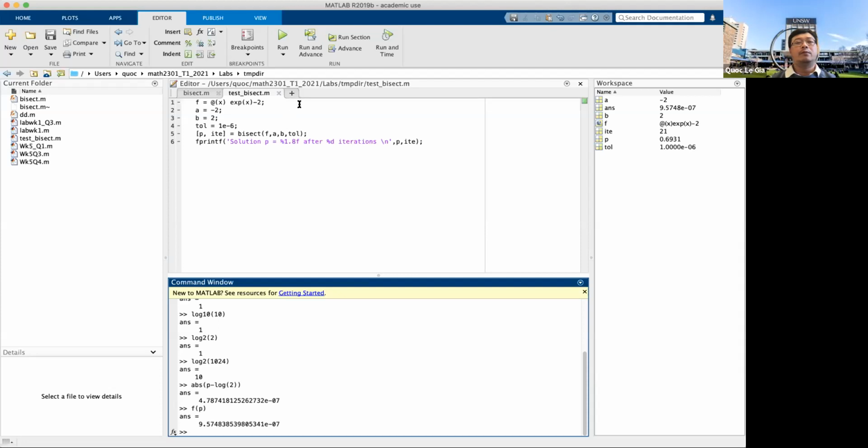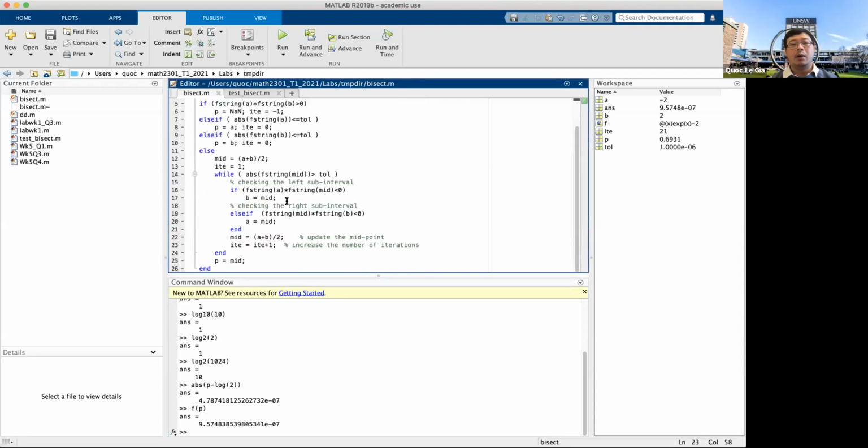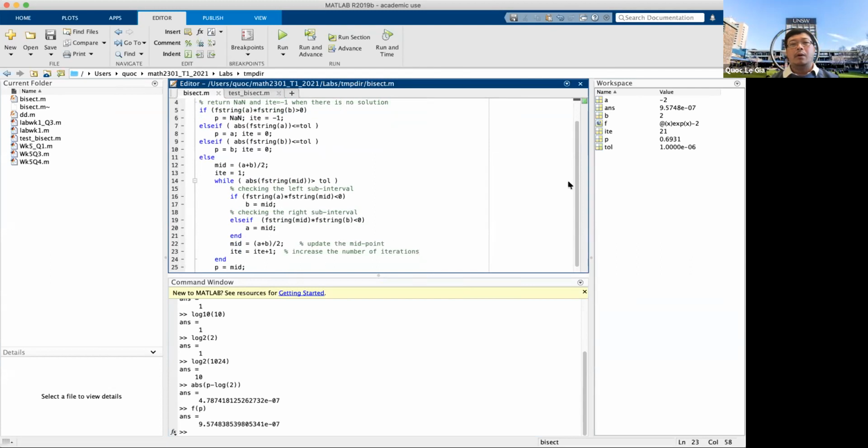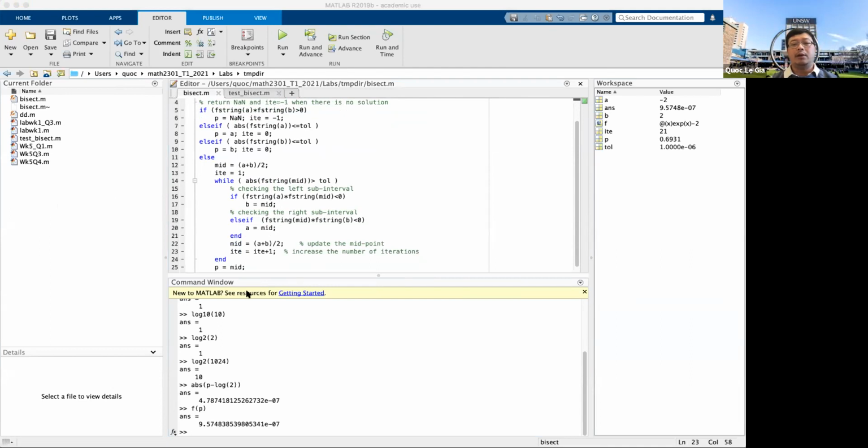Okay, so now we move to fixed point iteration. So any question about this one? So go back to the bisection method. Yeah, so this one is the algorithm. So no question about this. Okay, so we move to fixed point iteration. So remember here we have to solve g(x) equal x, and it has the function g, the initial guess, the tolerance, and the maximal number of iterations.